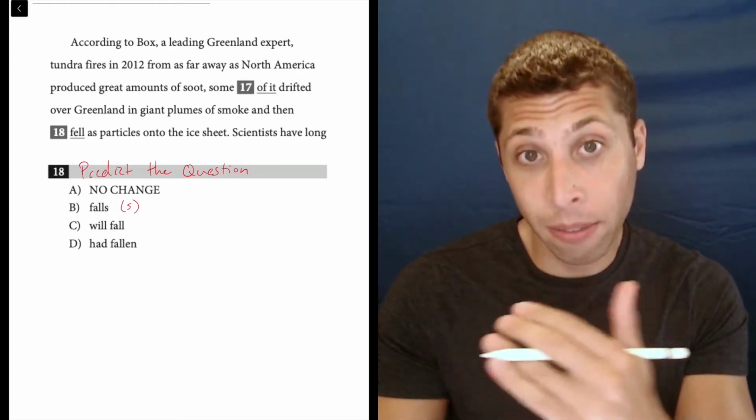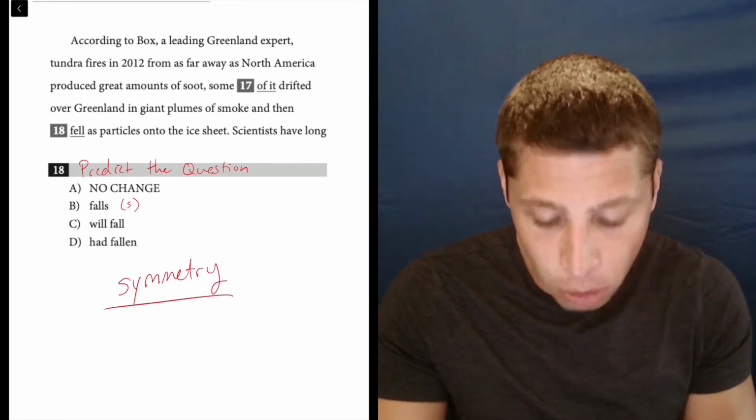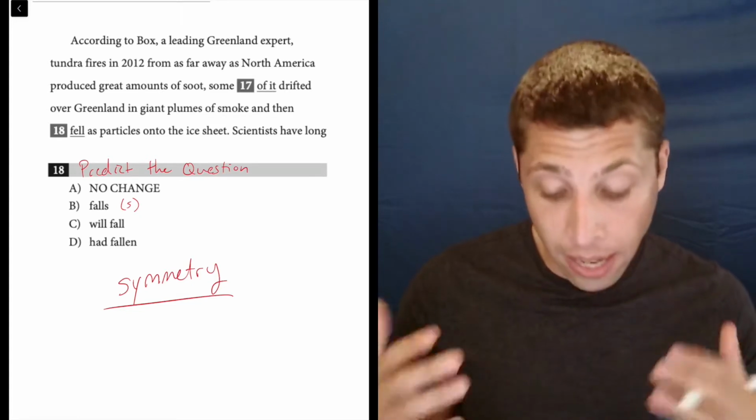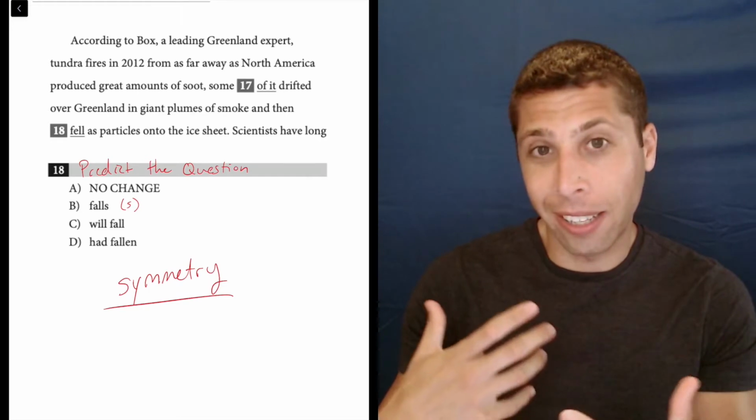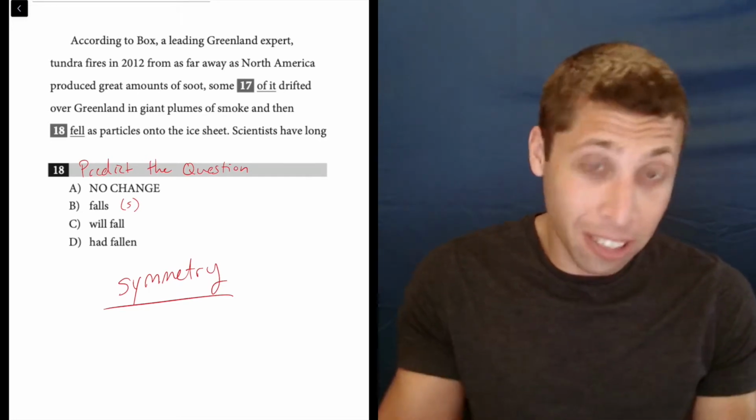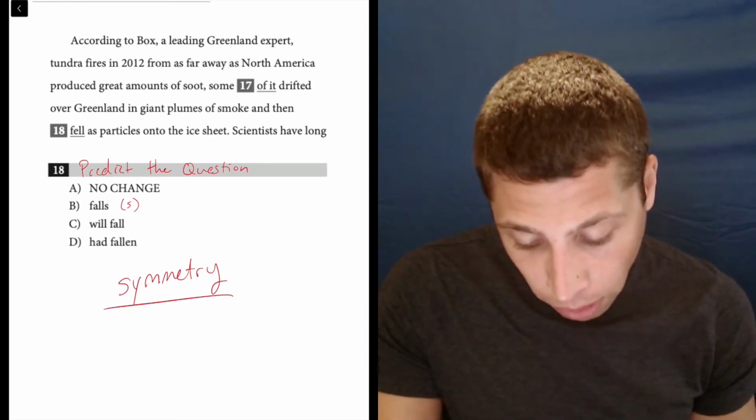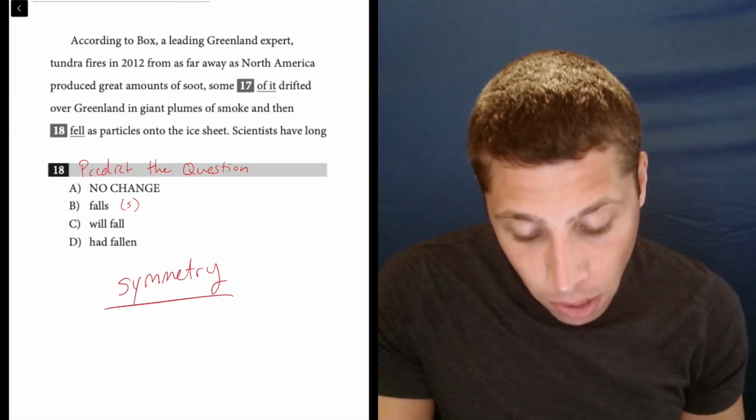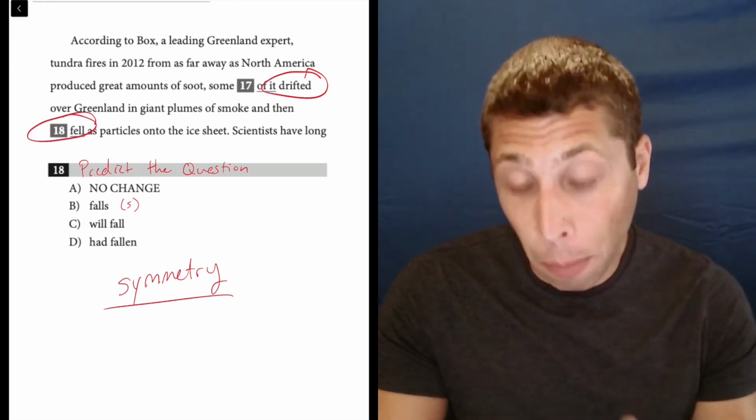So when we have tense questions, we really want to think of them as symmetry questions. We're matching something else in the sentence that's already there. And when we look at this sentence, we can see there's a little bit of a pattern, or there's a list, I guess. It's a list of only two things, but it's enough. So some of it drifted over Greenland in giant plumes of smoke and then fell as particles onto the ice sheet. So drifted and fell are both in the past tense, the very simple past tense.